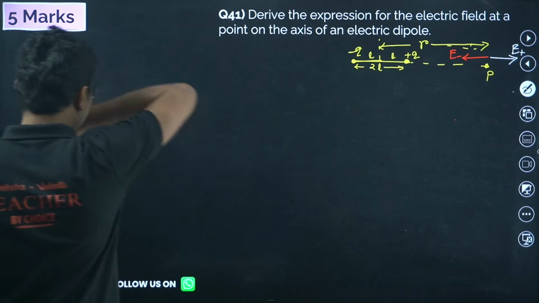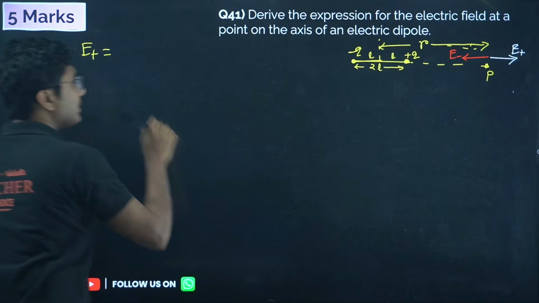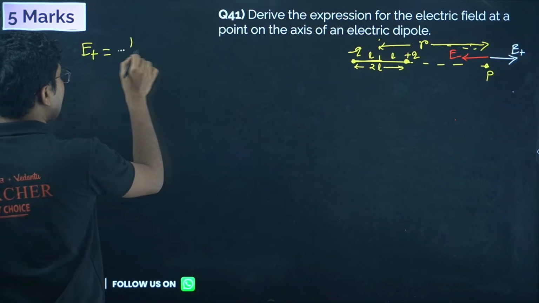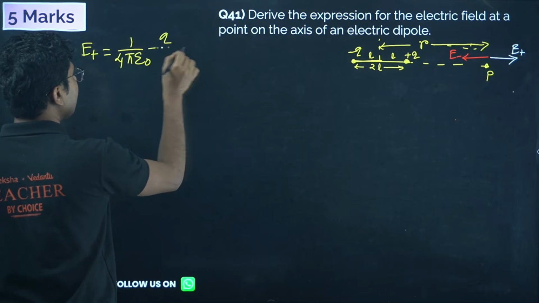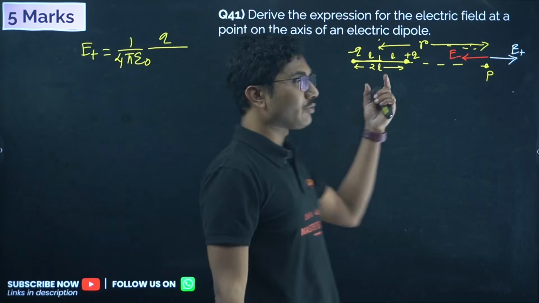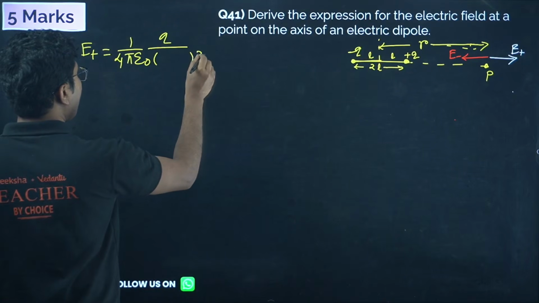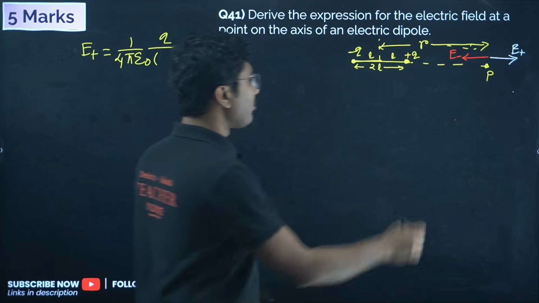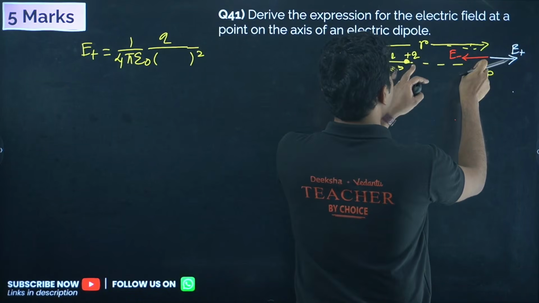Anyway, what is the electric field due to the positive charge? The electric field due to a charge is given by 1 by 4 pi epsilon naught q upon distance square. Now here, what is the distance from the positive charge? The distance is only this much. This distance is not given, by the way.